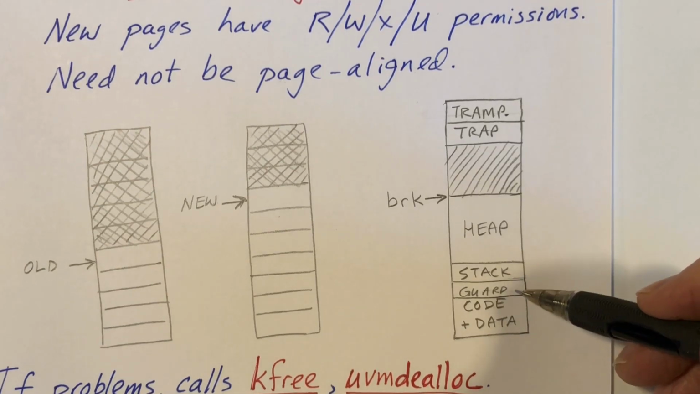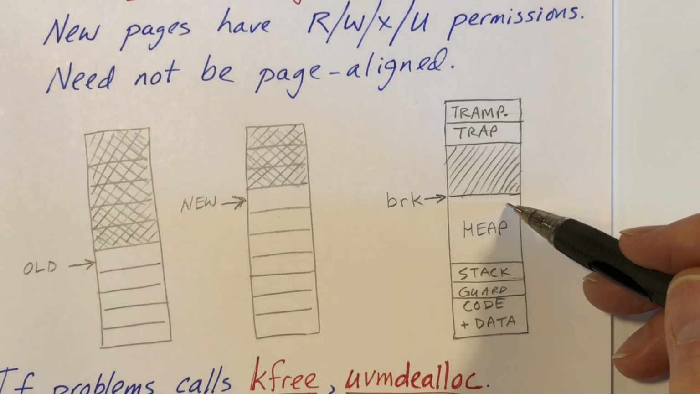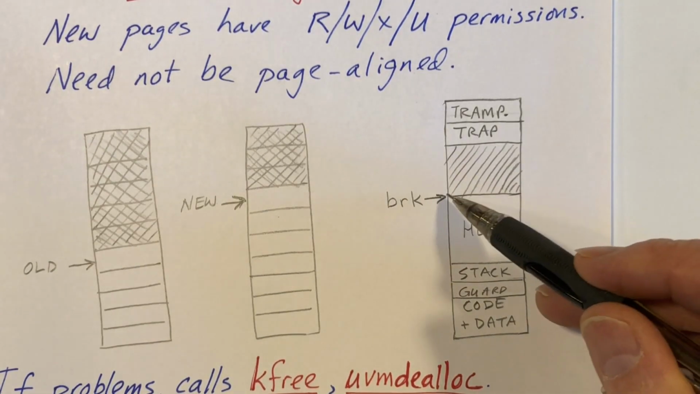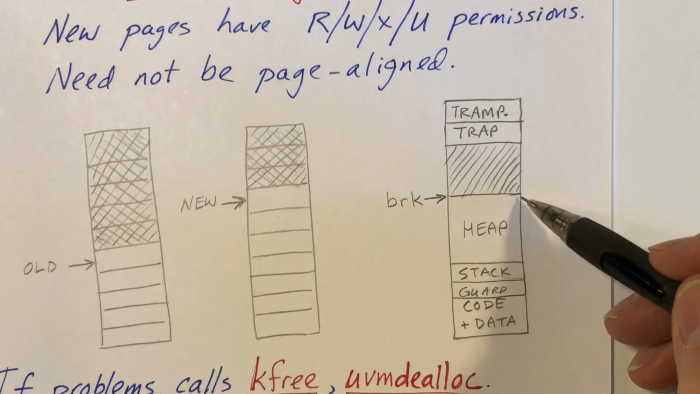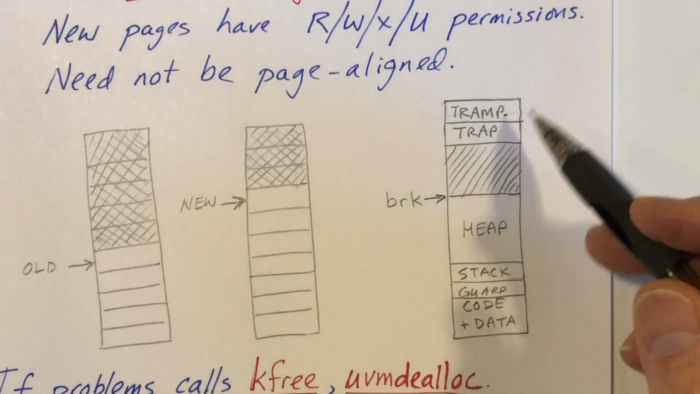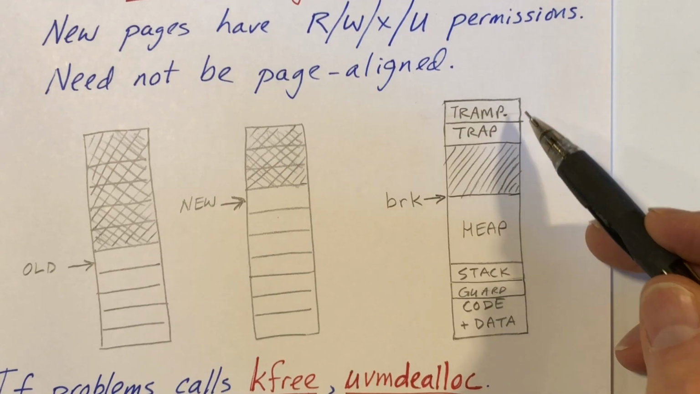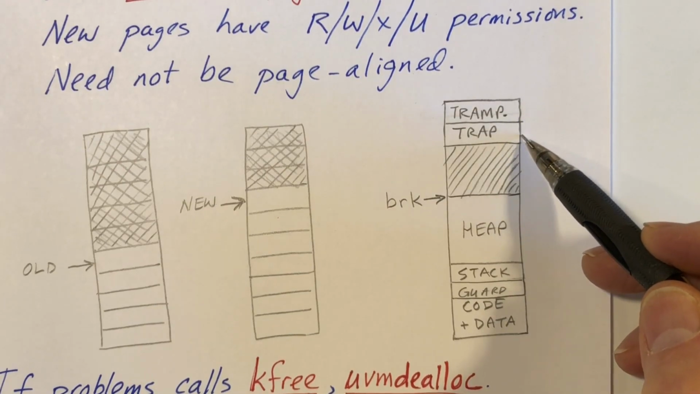We've got the stack page and a guard page to catch stack overflow, and then 0 or more heap pages. This is the so-called breakpoint. That's how big the user thinks the address space is. But of course, we also have the trampoline page and the trap frame page up in high memory.